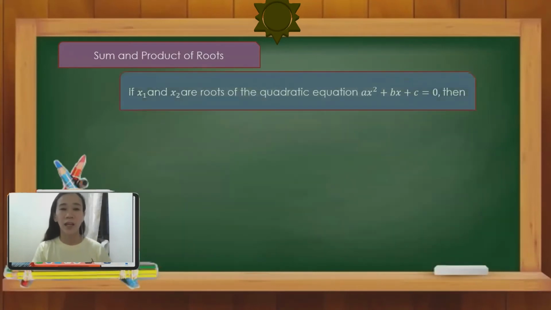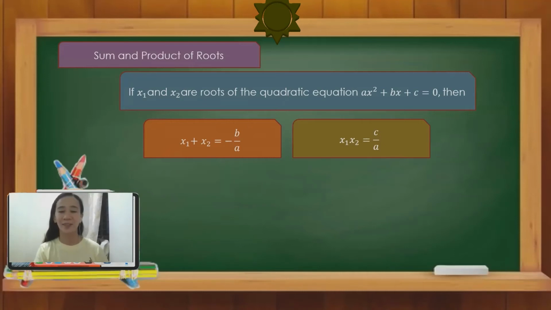Therefore, if x sub 1 and x sub 2 are roots of the quadratic equation ax squared plus bx plus c equals 0, then the sum of x sub 1 and x sub 2 is equal to negative b over a, and the product of x sub 1 and x sub 2 is equal to c over a.